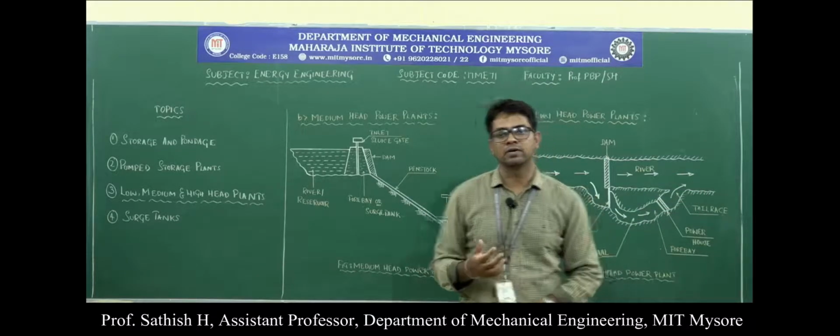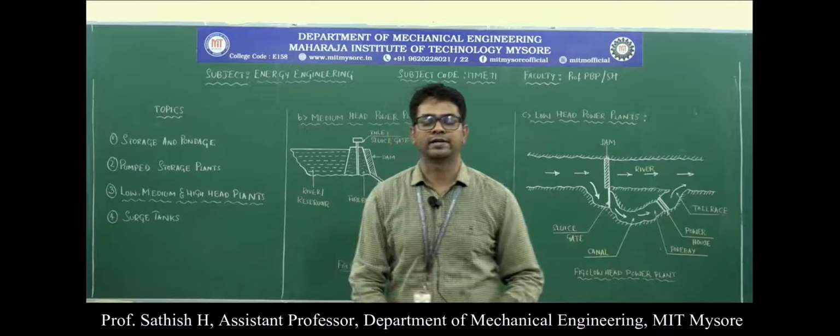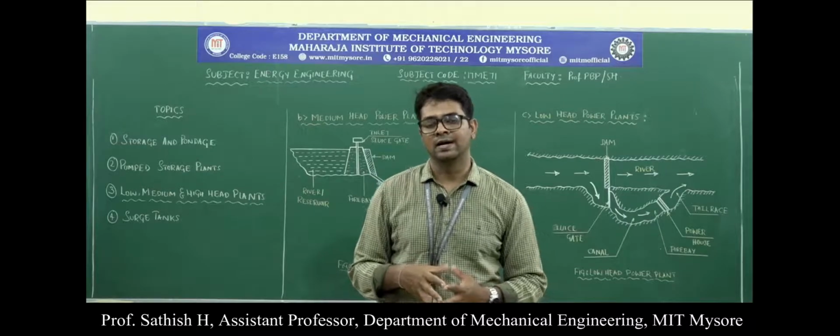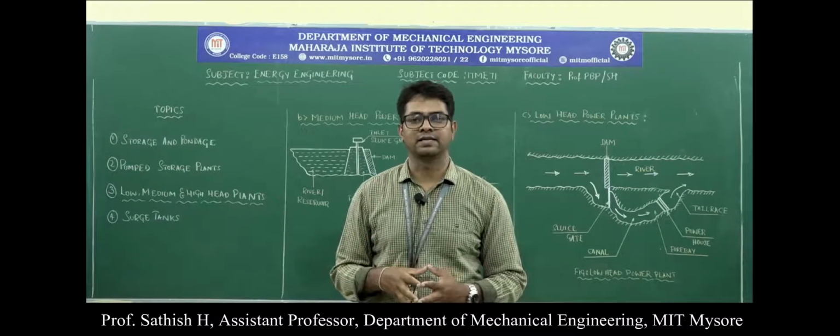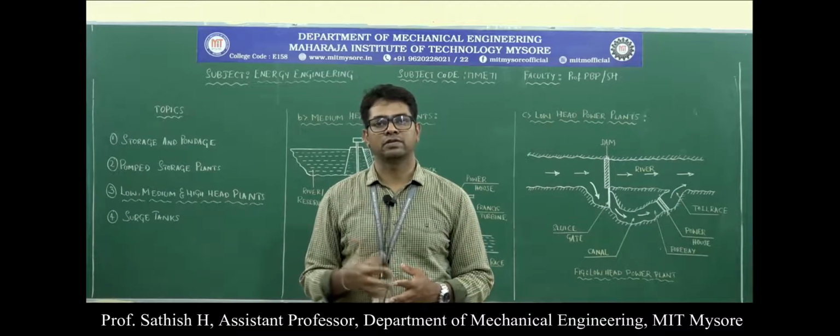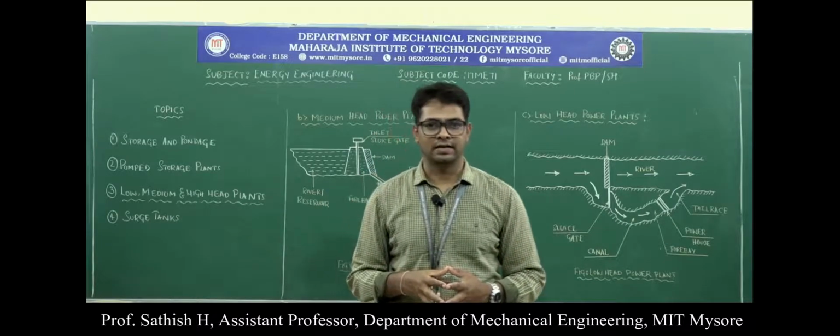This is about the low head hydroelectric power plant. In this case, you have to remember that the head available is less than 30 meters. Then we can call it a low head hydroelectric power plant. Here the type of turbine that we use is the Kaplan turbine.